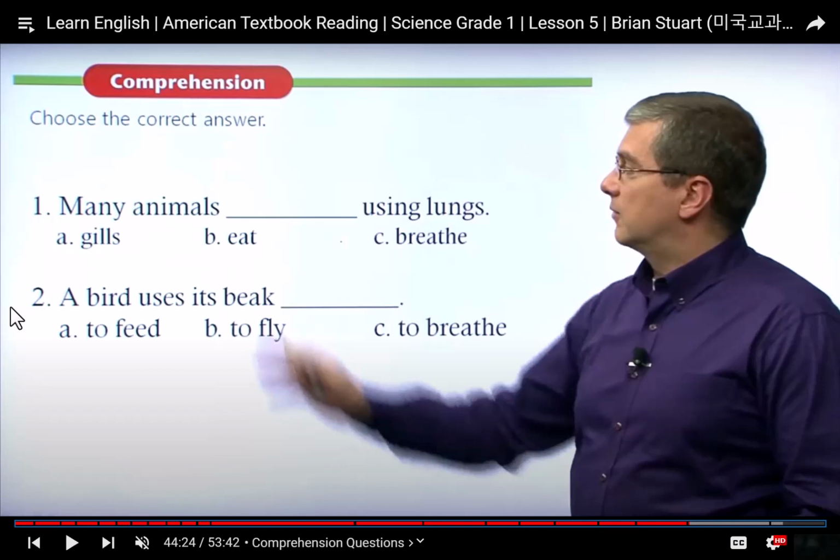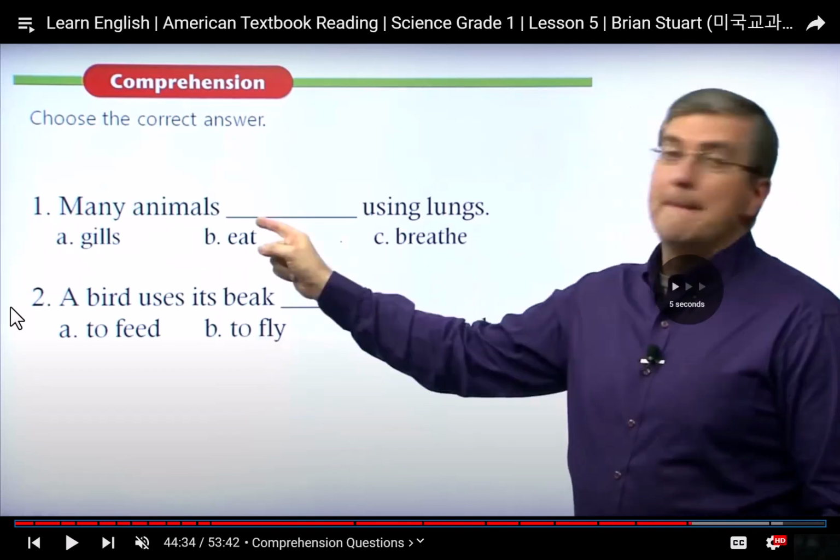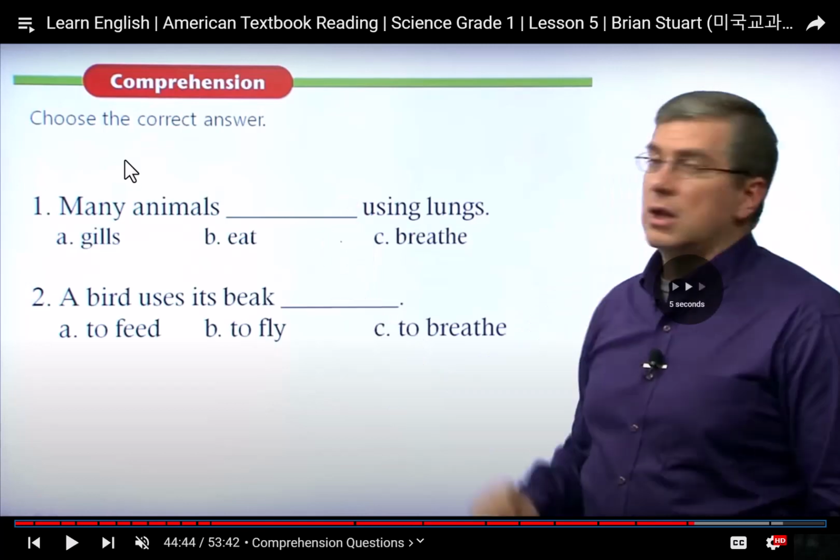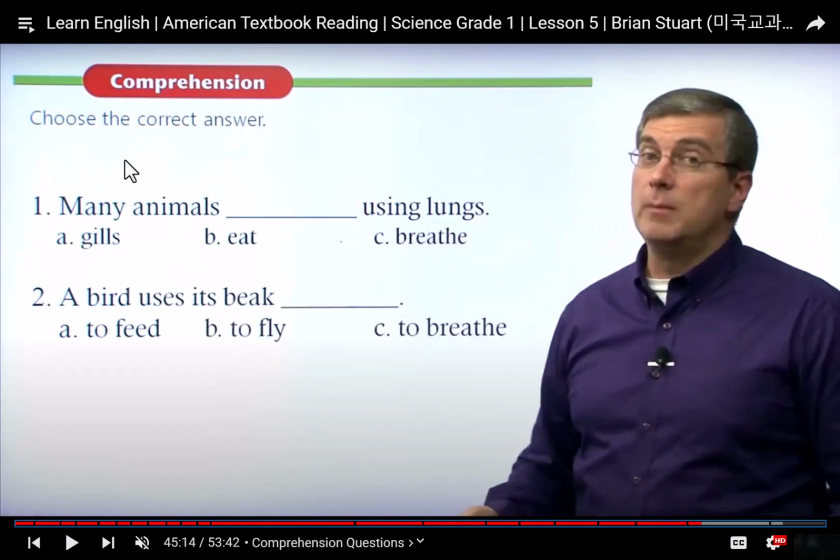One, choose the correct answer. Many animals, A, gills, B, eat, or C, breathe. So, gills, stop. And we have two more answers. Eat and breathe. We don't eat with the lung. When the food goes into the lung, it is very dangerous. So, it is C, breathe.